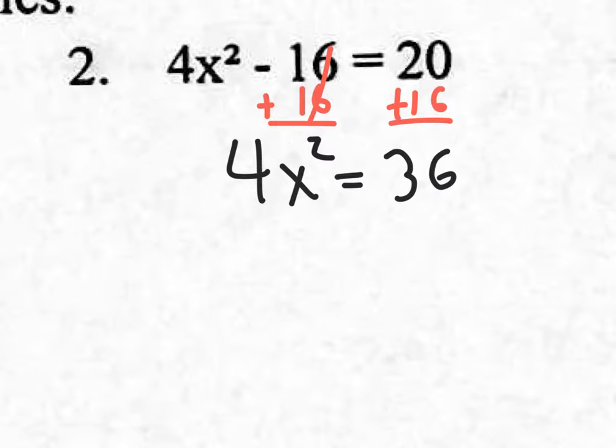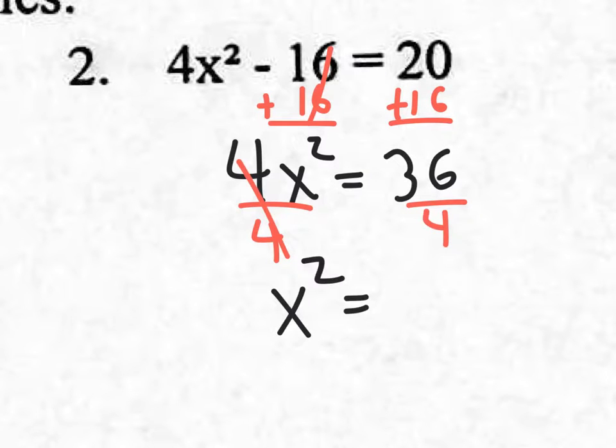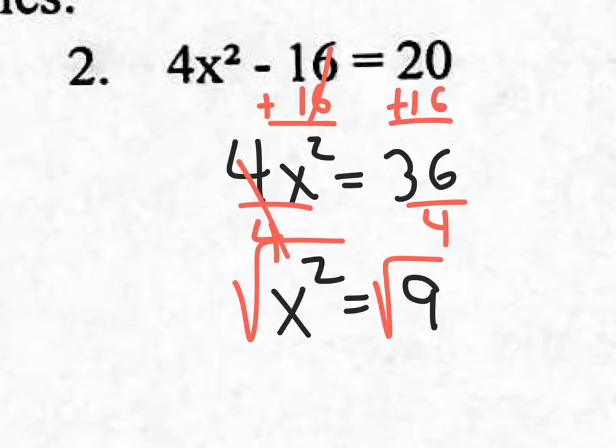But, okay, let's keep going here. Let's get rid of the 4. How do I do that? Divide by 4. Divide by 4. I end up with x squared equals 9. And that's a great situation because when I apply a square root and I apply a square root, I'll get x equals plus or minus 3.